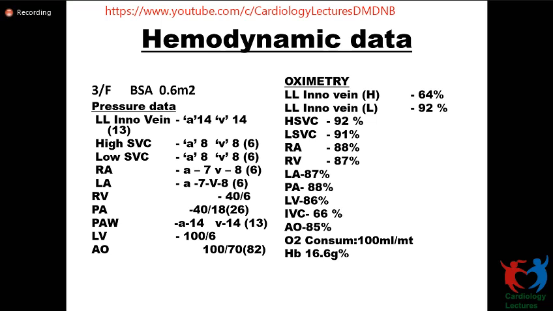RV pressure systolic is 40, diastolic is 6. Is it normal? There is a rise in the systolic pressure. Okay. Systolic pressure is elevated. Very good. Yes.